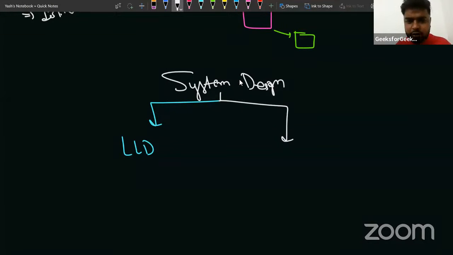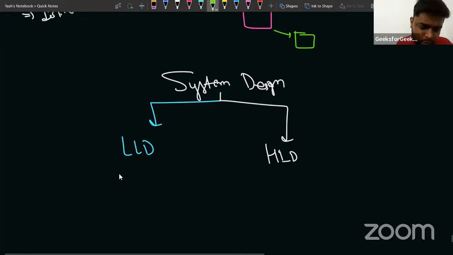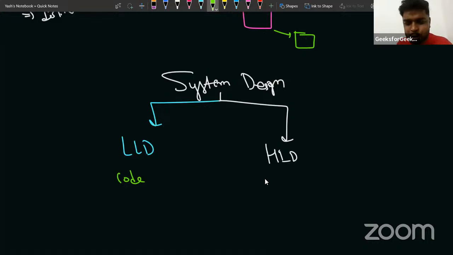Then you have the high level design. As I said, low level design means you have to talk about code level things. High level design means how the overall system is going to look. How the database is going to look, what kind of logging system you will have, and many other things.